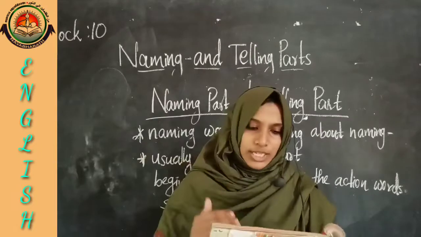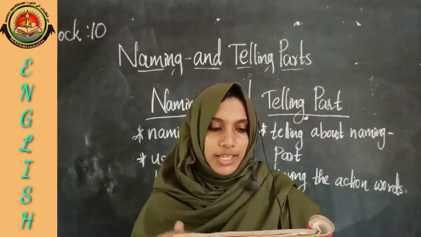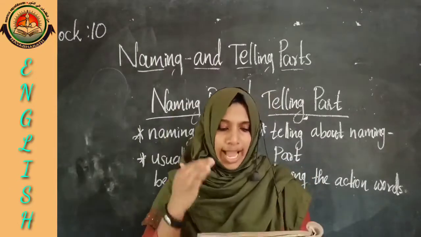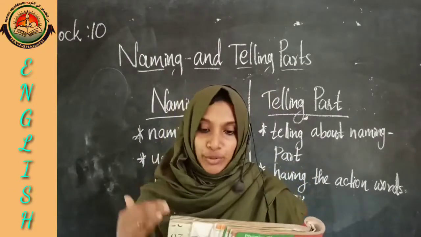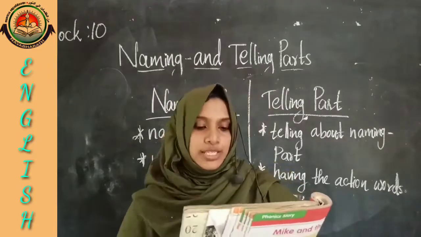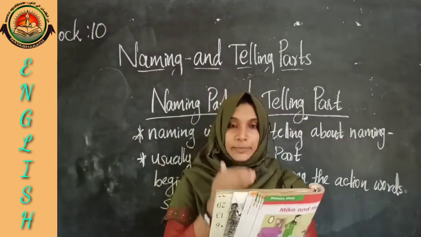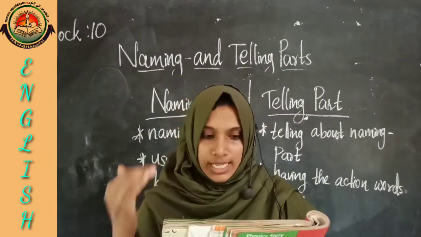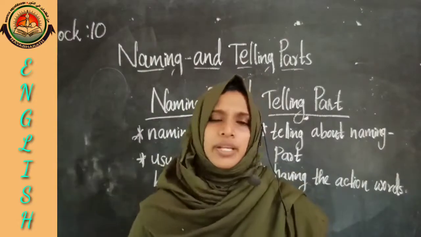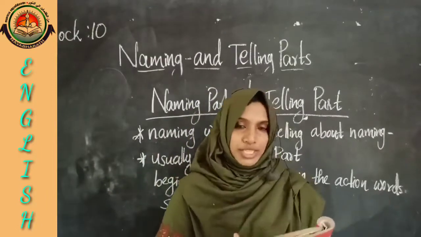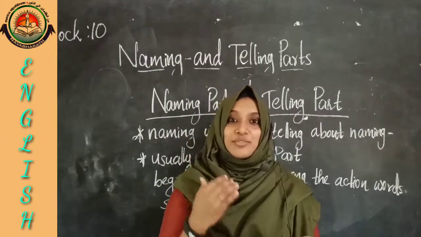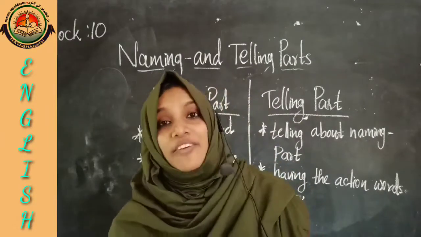Question number 1, circle the naming part and underline the telling part in each sentence. It's like from our workbook. Then 2, add a telling part to each of the following naming parts. So here what you will do, two short words are given. You have to add a telling part to these words to make a sentence. Like Ram is a nice boy, or they are playing. You can add any telling part to these words to make a sentence. So dears, these are the 2 questions that you have to do from today's class. Hope you all have understood these things.